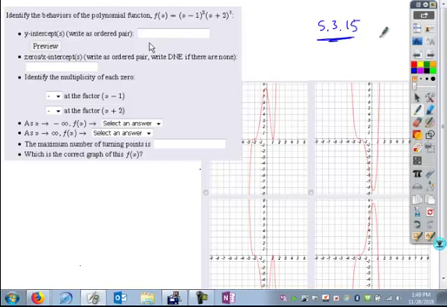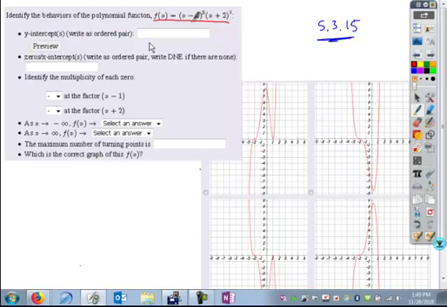So in looking at this problem right here, even disregarding the images for right now, you should be able to answer all of these questions up here based on just what you see from this function and the multiplicity of its factors here.